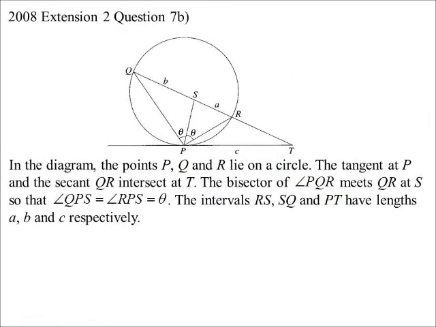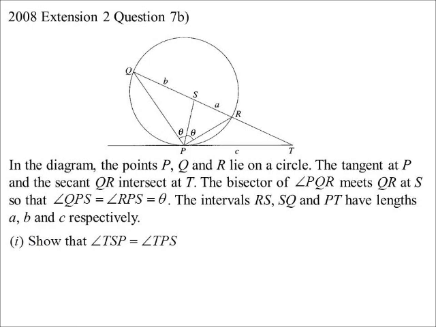All right, let's have a look at a more recent one. 2008. Okay, and this one. P, Q and R are all on our circle. The tangent at P and the secant QR intersect at T. The bisector of angle RPQ meets QR at S so that QPS and RPS are both theta. Intervals RS, SQ and PT have lengths A, B, C respectively. Show that angle TSP is equal to angle TPS.